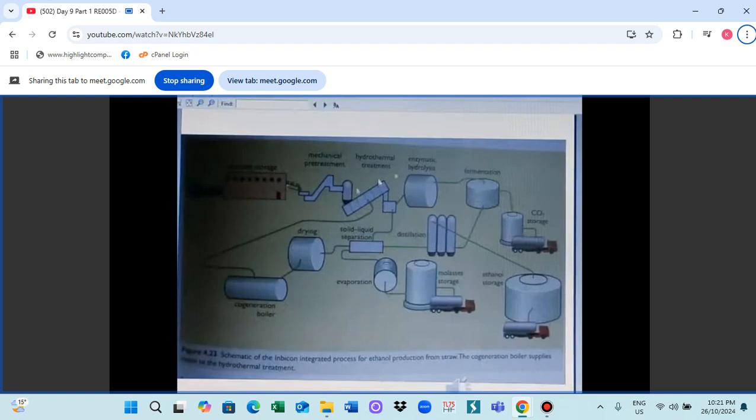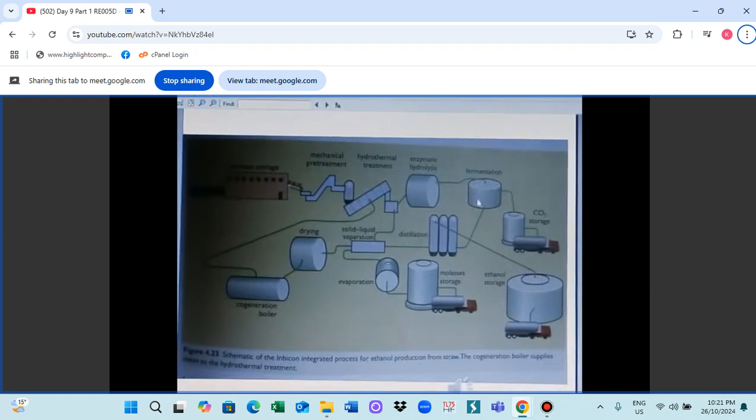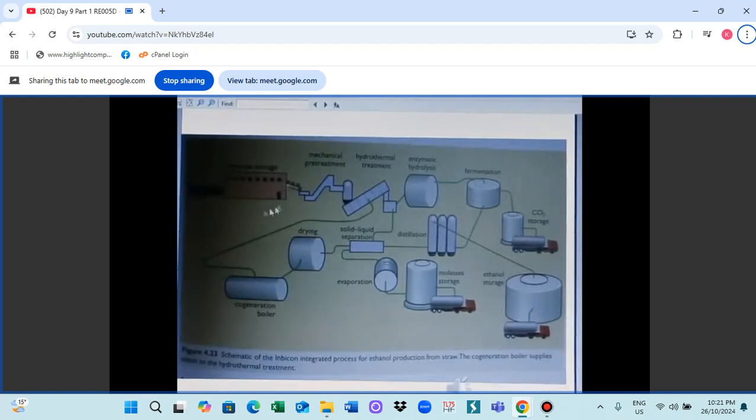So this is the biomass story. Biomass storage and the mechanical pre-treatment, and also the hydrolysis, and also this one is a container and this has carbon dioxide we store, distillation and drying, cogeneration boiler, and this is all from here ethanol we store. For all the biomass, slowly we produce the ethanol. We produce the carbon dioxide, we produce the ethanol, we produce the cogeneration of the heat.